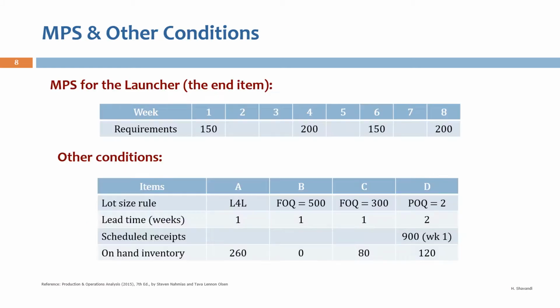The MPS, master production schedule, for our product shows that we need 150 at week 1, 200 at week 4, 150 at week 6, and 200 at week 8. The other conditions for part A, which is our product, are that the lot sizing rule is lot for lot, the lead time is 1 week, and the inventory on hand at the beginning of the planning horizon is 260 items. For B, C, and D, we have the data here. So let's go through the planning process.